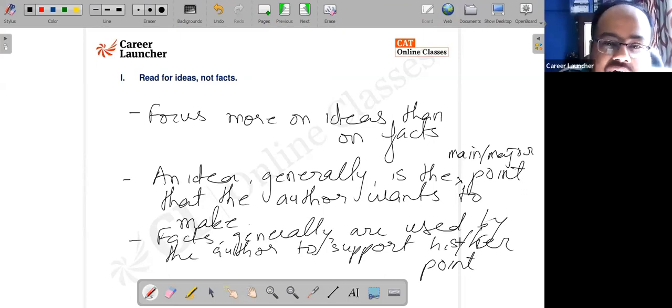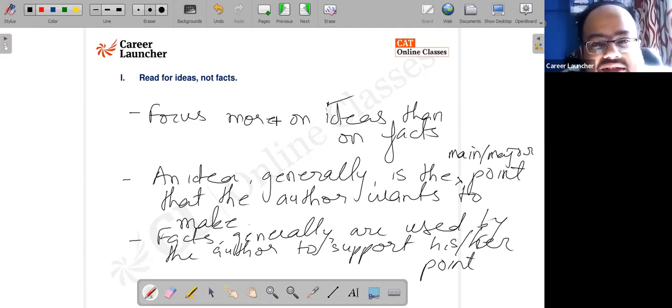So when we read, we try to focus more on ideas than on facts, because the facts are just going to support the ideas that have been given. But the ideas are the primary thing that the author wants to tell us. 10 minutes back, I had mentioned that reading comprehension is all about understanding it from the perspective of the author. The author's perspective is more often than not contained in the ideas. That's why we say focus more on ideas than on facts, because the perspective of the author gets captured in the ideas.